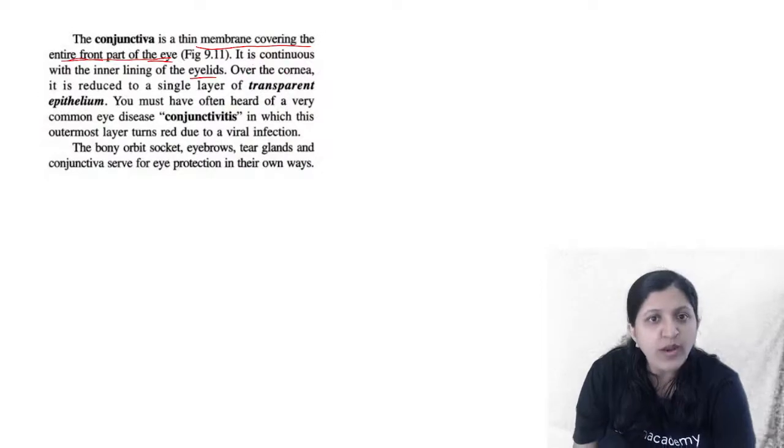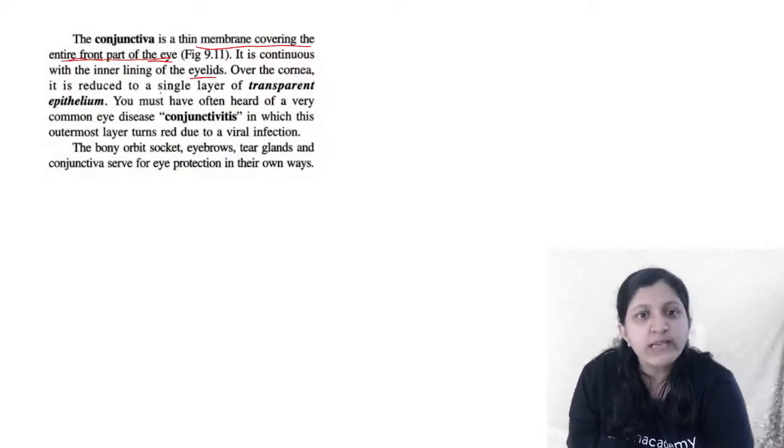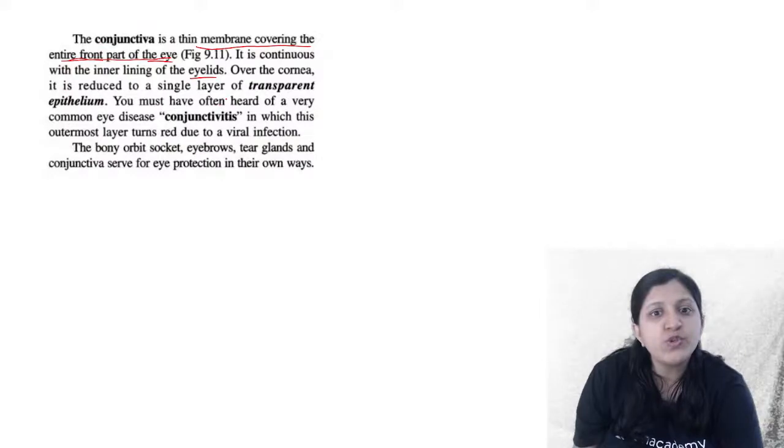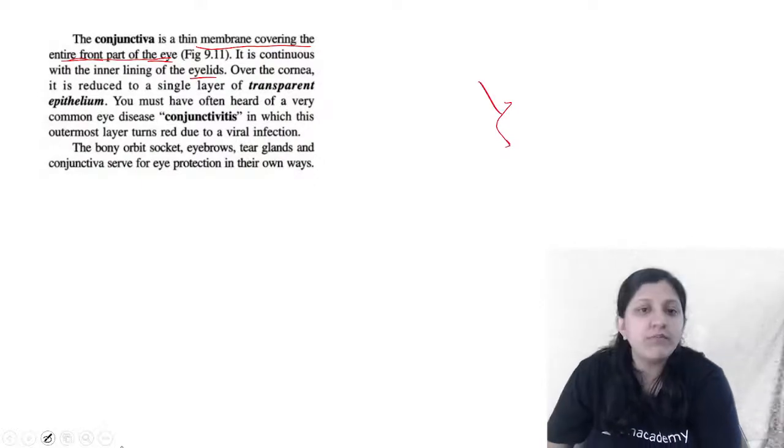So over the cornea we will find this particular covering. It is reduced to a single layer of transparent epithelium. Let's say this is the conjunctiva; now, only a thin membrane will be there. So what is this thin membrane?